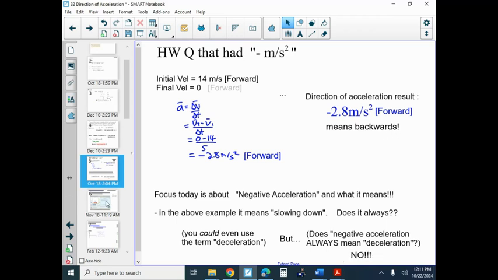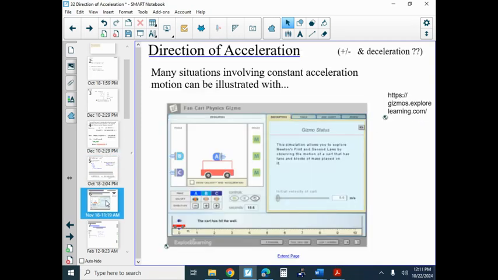So to start to look at this a bit, I'm going to use an applet called Gizmos, at gizmos.explorelearning.com. You can see these kind of things as a trial. It gives you like 5 minutes to play around with it. I have an account, so I can just take my time here. That's Fan Cart Physics, they call it. And so I'm going to simulate situations where you have a velocity forward and an acceleration forward, and then you have a velocity forward and acceleration backwards, and so on and so on.